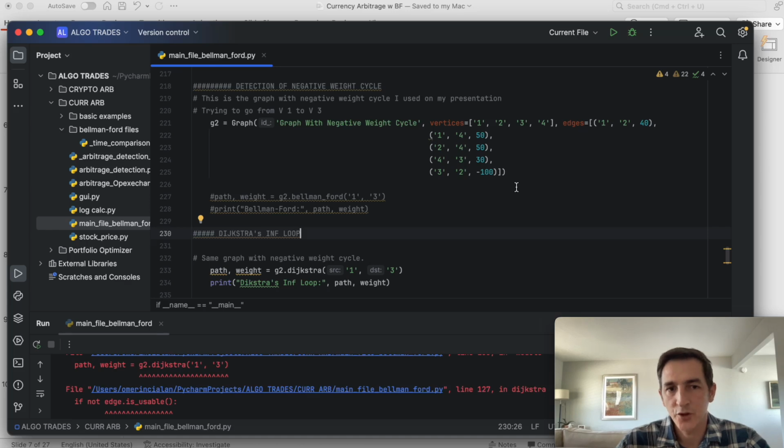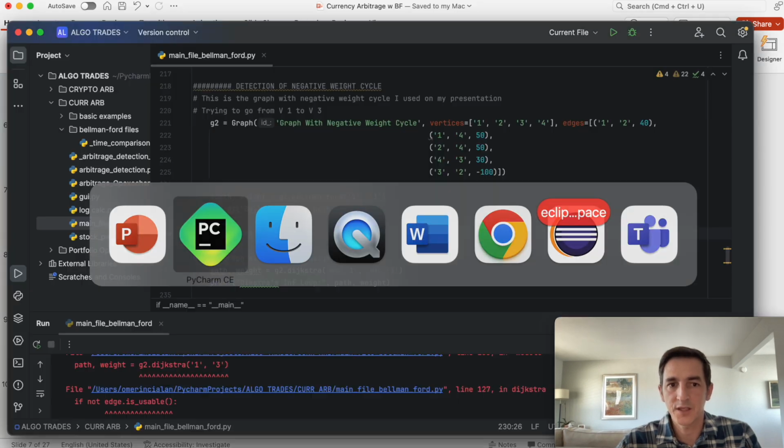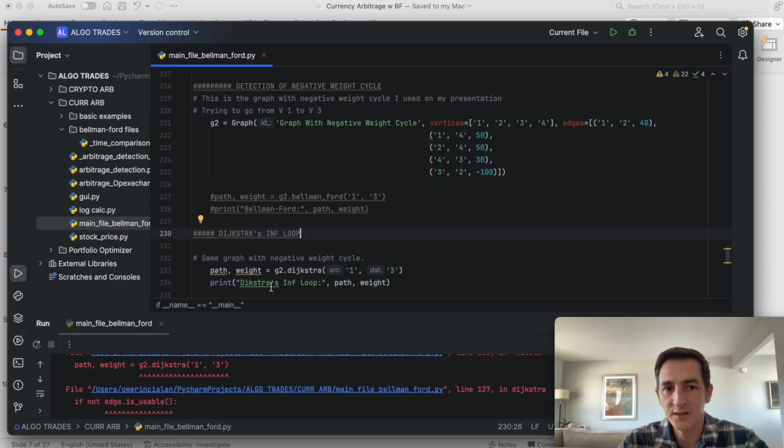I'm going to run the code first and then try to explain what's going on here. First, I'm expressing this graph in Python, and then I'm gonna run two algorithms on it. First one is Dijkstra's algorithm. The second one is Bellman-Ford's algorithm. They are both shortest path algorithms.